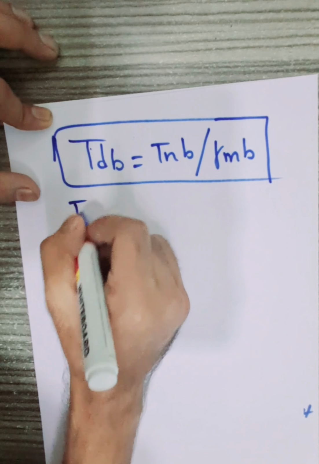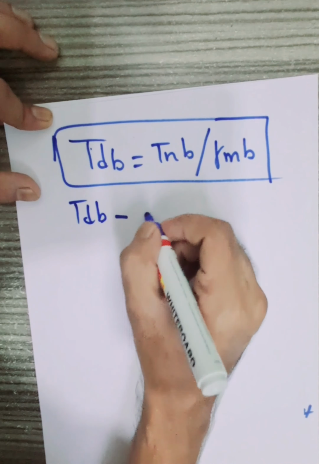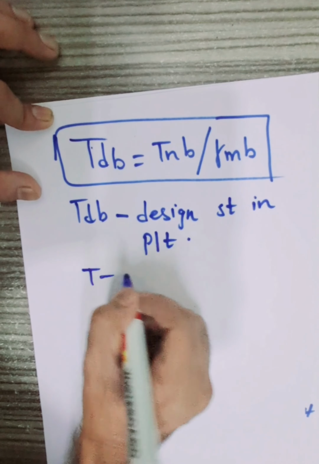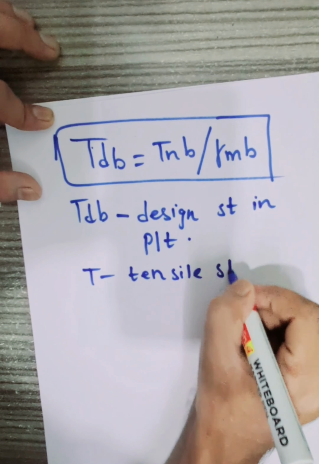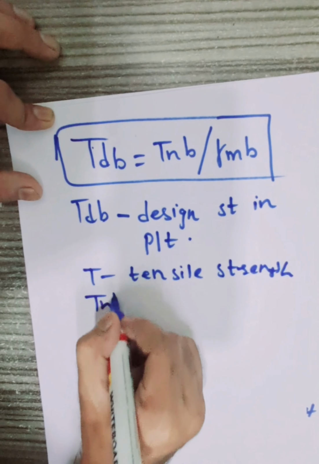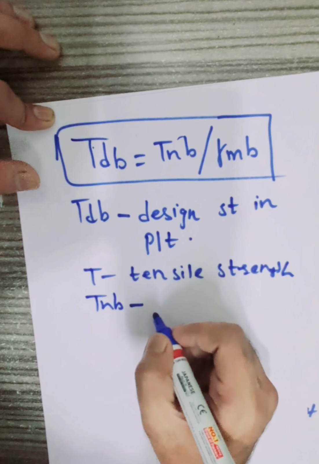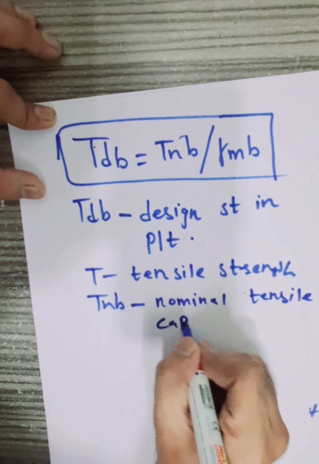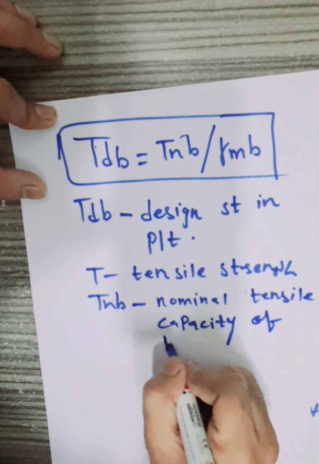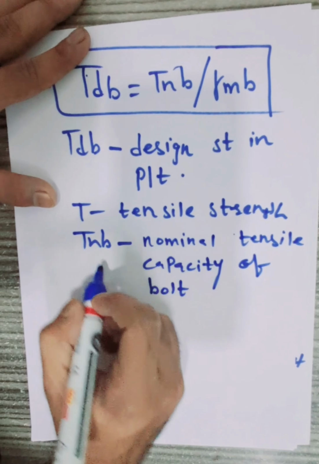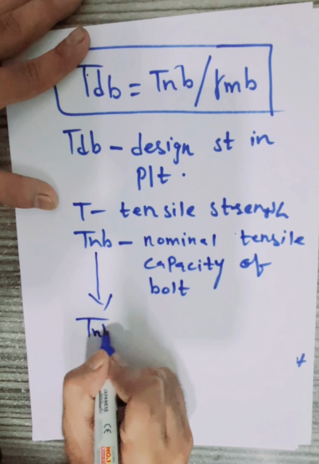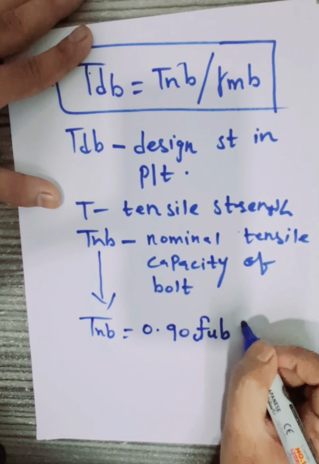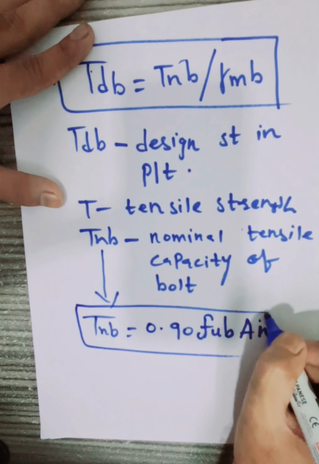Now let me define the formula. TDB means your design strength in plate. These are short forms. T means your tensile strength. Now TNB means the nominal tensile capacity of bolt. For TNB, one more formula is there: TNB is equal to 0.90 FUB into AN. This is one more equation while solving the problem.